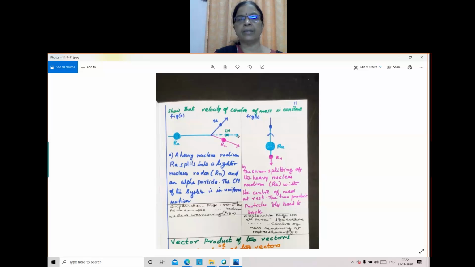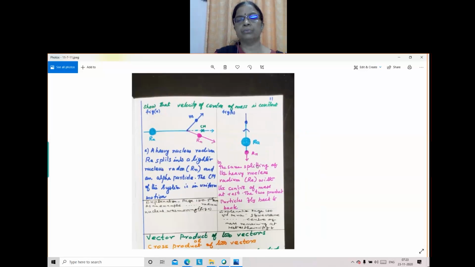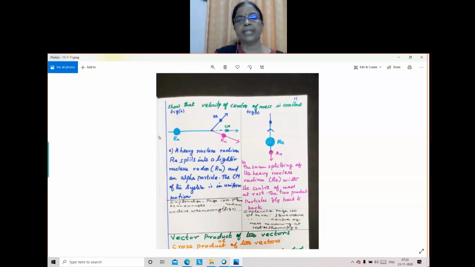That is not varying. Velocity of center of mass will be constant. That is the proof of this. And this one I will ask you; you have to answer. Okay. Same thing. Here it was moving with uniform velocity, but here it is at rest.